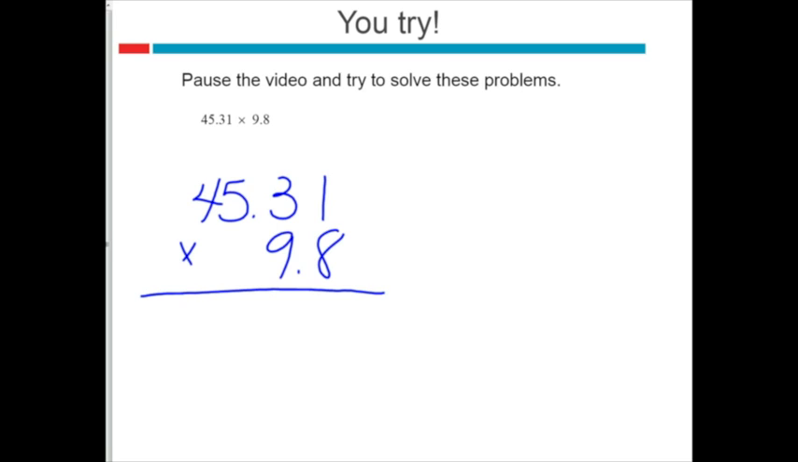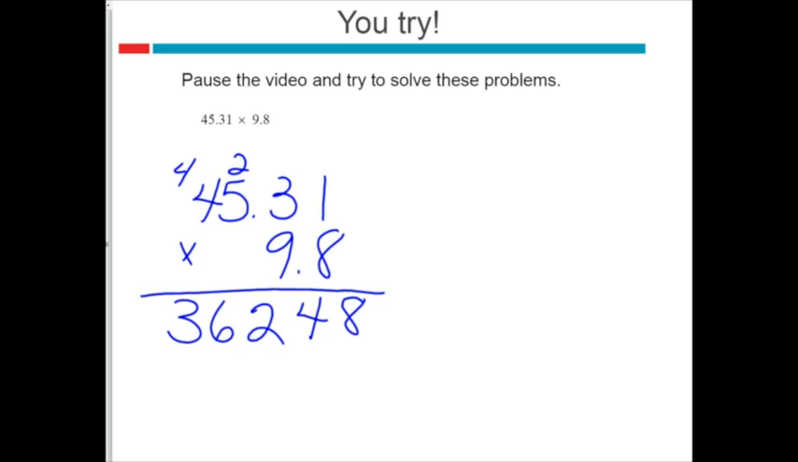So let's just multiply. 8 times 1 is 8. 8 times 3 is 24. Carry the 2. 8 times 5 is 40, plus 2 is 42. 8 times 4 is 32. Plus 4 is 36.